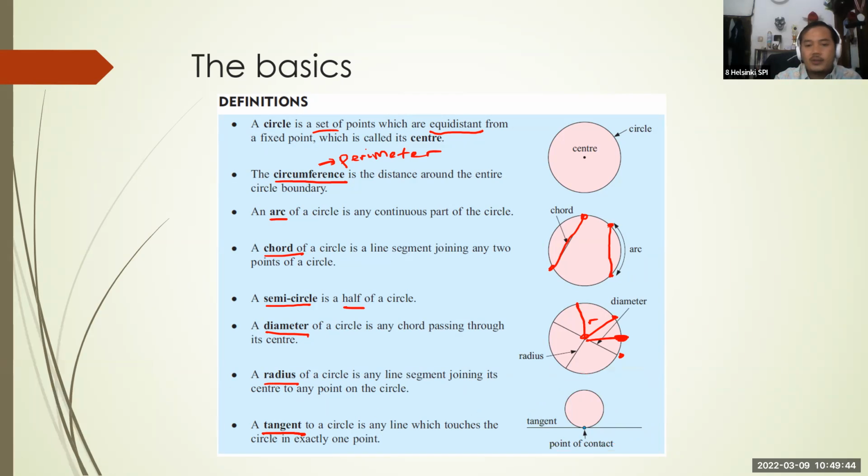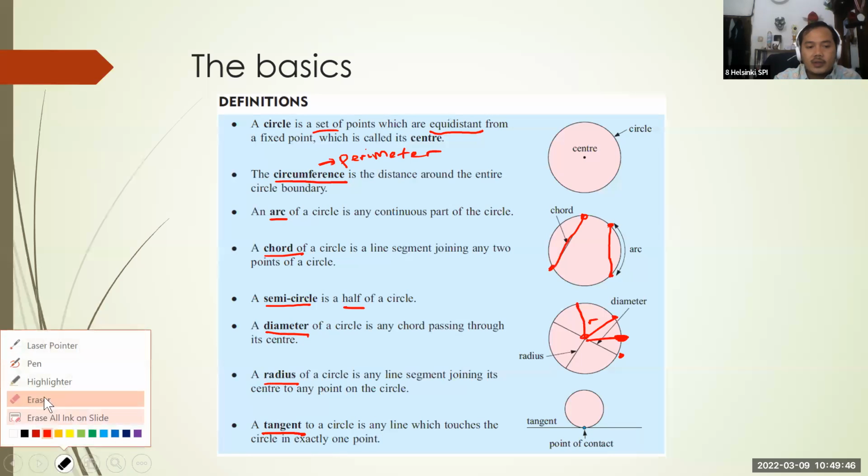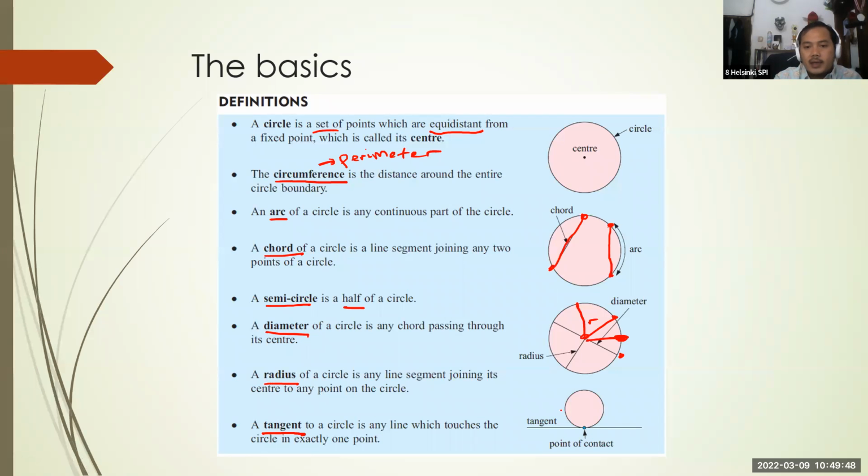Jadi if I draw another line over here, for example, like this is not a tangent. Kok ada gituannya? Ini kadang-kadang suka error deh. That is not a tangent because it passes through 2 points on the circumference. Jadi intinya dia cuma kena ke satu titik doang.